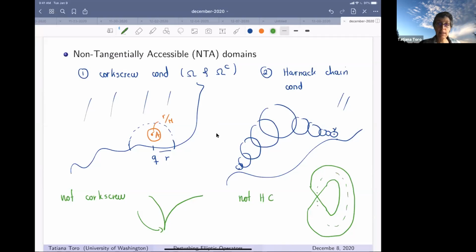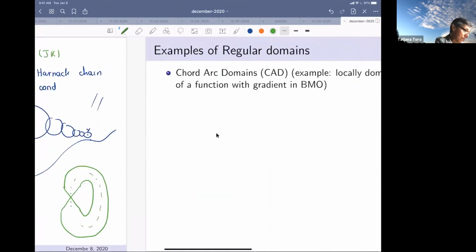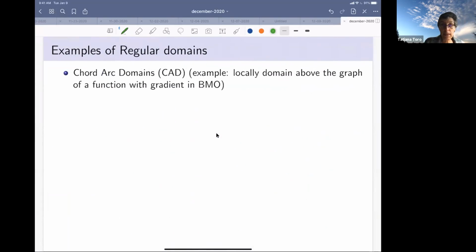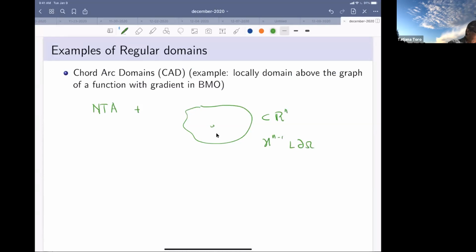I will explain in a later slide where they appear and how, but as I said, this was Jerison and Kenig. So this is an example of a very beautiful Wiener regular domain. Then we have chord-arc domains. A chord-arc domain is an NTA domain plus, if we live in R^n, the surface measure, H^{n-1} restricted to the boundary of omega, is Ahlfors regular. I'll tell you what that means.